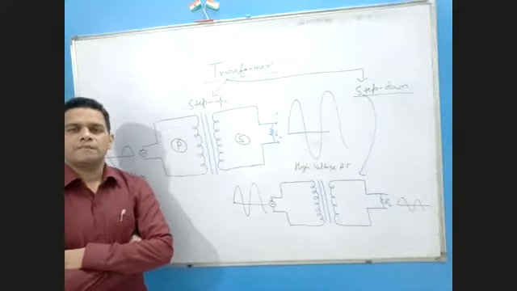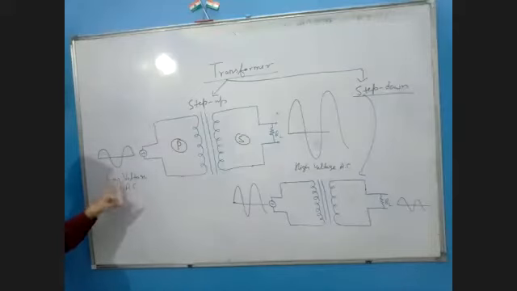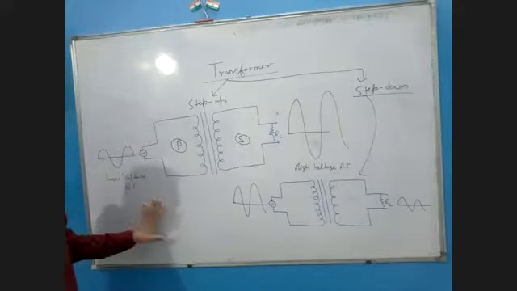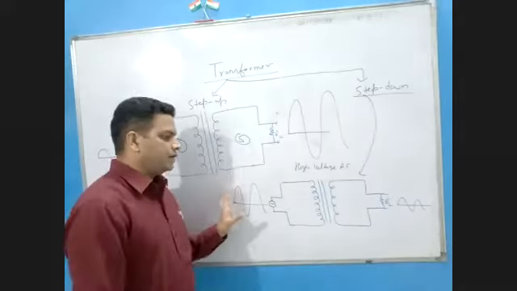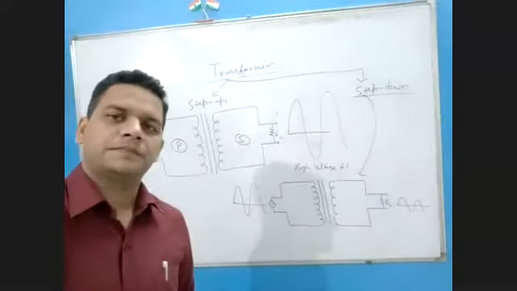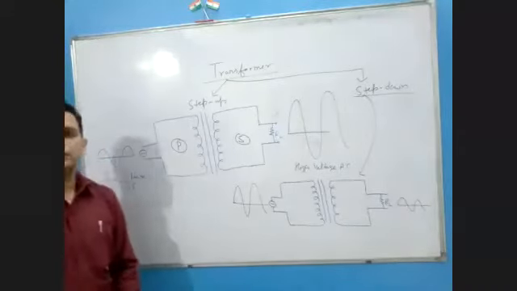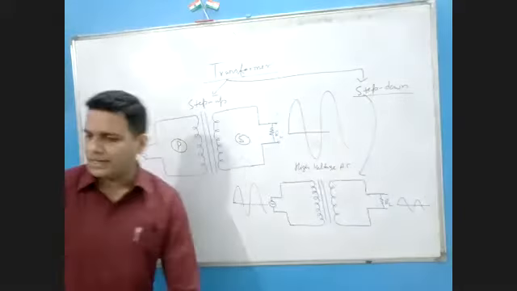The step up transformer converts low voltage high current AC into high voltage low current AC. Listen carefully. On the other hand, the step down transformer converts high voltage low current AC into low voltage and high current AC. So in this way the transformer works. Now you can write, these are the types of the transformer. Now you can write the working of the transformer.